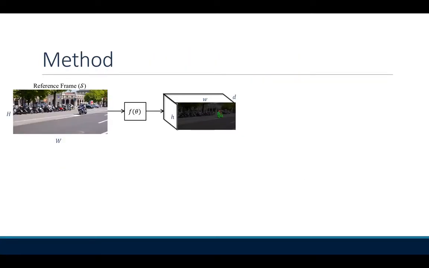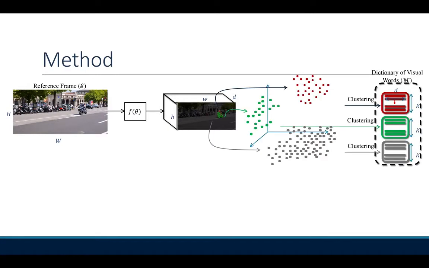Now we show an overview of the proposed method. The first frame of the video, or the reference frame, which forms the support set S in our meta-learning setup, passes through a deep segmentation network F to compute a d-dimensional embedding for each pixel. A dictionary of visual words is then learned by clustering these embeddings for each object in the reference frame.